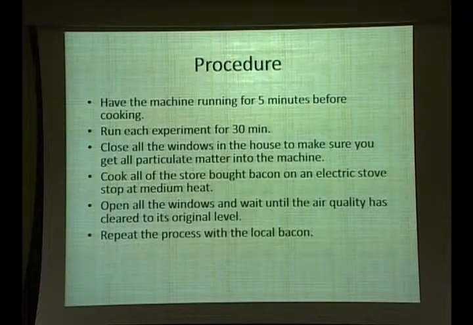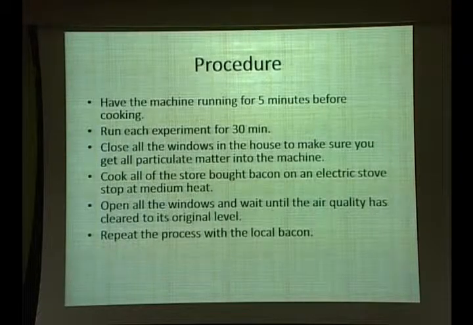So here was our procedure. Before we started cooking, we had the machine running for 5 minutes to get the air quality in the room. Then we cooked bacon, each of them, for 30 minutes. All the windows were closed, so all the particulate matter got into the machine. First, we cooked all the store-bought bacon on the electric stove, both at medium heat.